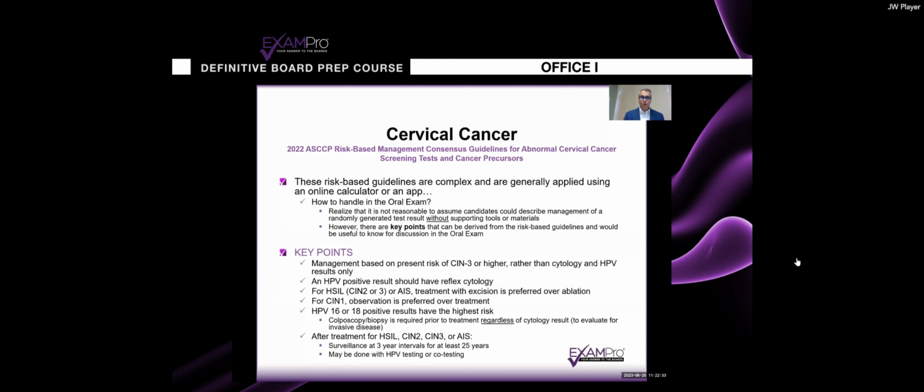And then after treatment for HSIL, CIN2, CIN3, or AIS, surveillance at 3-year intervals for at least 25 years once they finish the initial monitoring period. And this can be done with HPV testing or co-testing. So these are some of the key points in the current management of cervical cancer screening results.